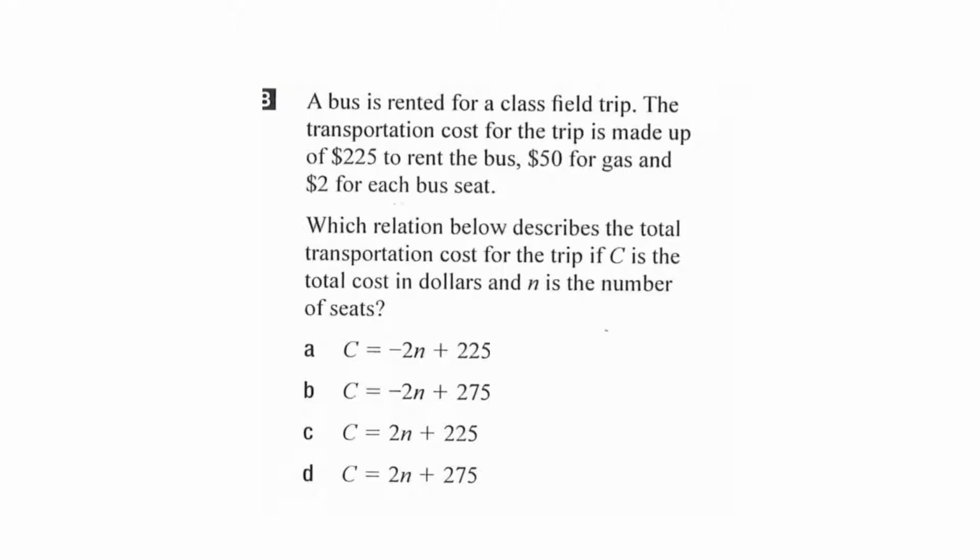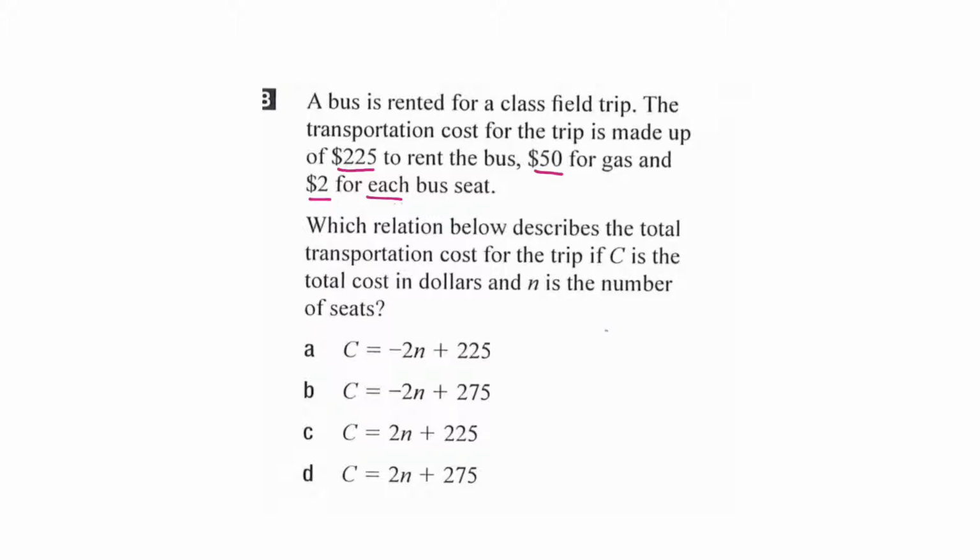In our first example, a bus is rented for a class field trip. The transportation cost for the trip is made up of $225 to rent the bus, $50 for gas, and then $2 for each bus seat. Which relation below describes the total transportation cost for the trip if C is the total cost in dollars and N is the number of seats? One of the best strategies for solving an EQAO question or any multiple choice question is to cover up the solutions, or not look at them at all, and try to answer it yourself on your own.